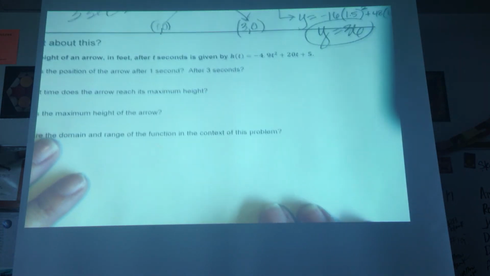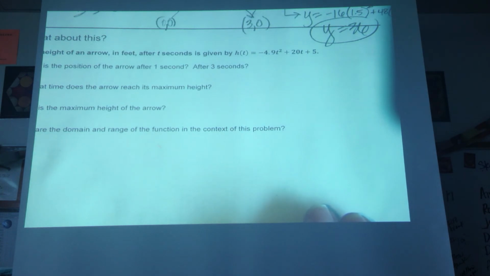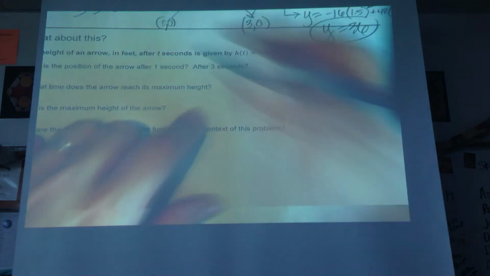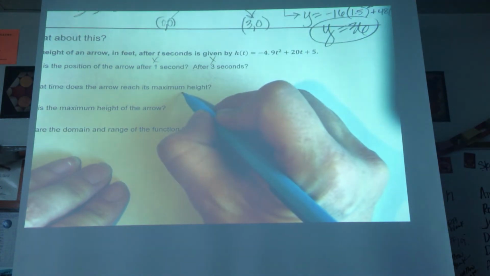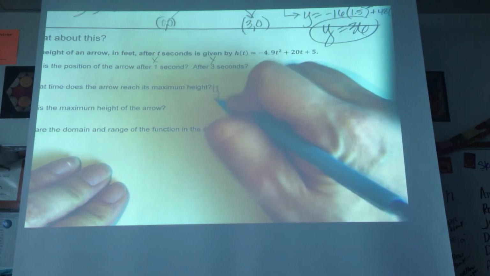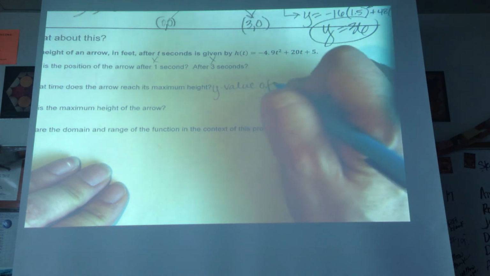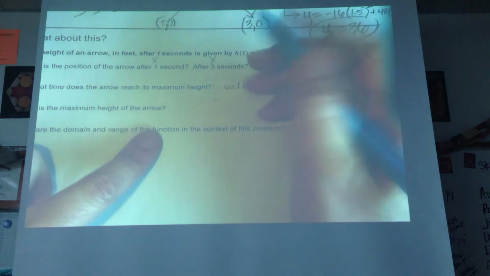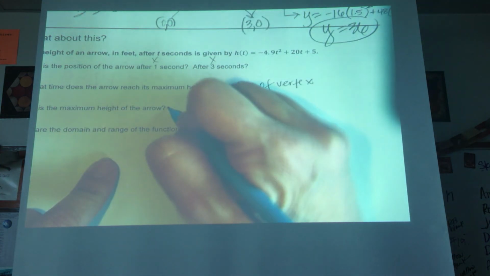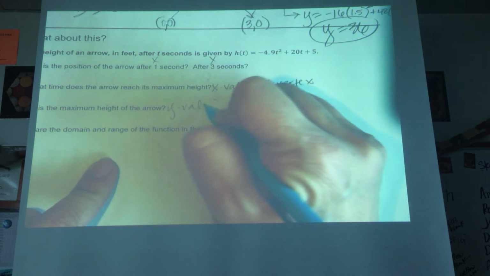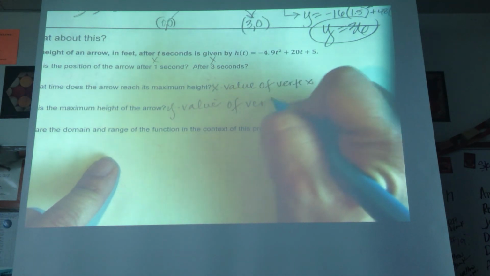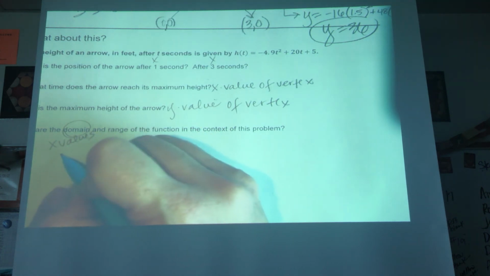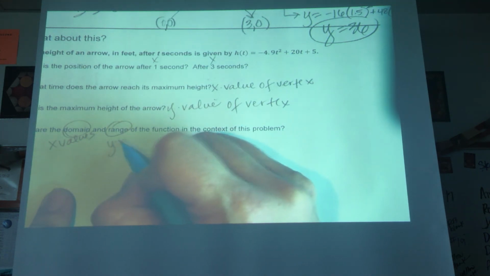Last but not least, the height of an arrow in feet after t seconds is given. So this is asking some questions about what's going on after 1 second, after 3 seconds. These are x values. What's its maximum height? That's going to be the y value of the vertex. What time does it reach its maximum height? That's going to be the x value of the vertex. And then the domain and range: the domain is going to be the x values that make sense, and the range is going to be the y values that make sense for this arrow.